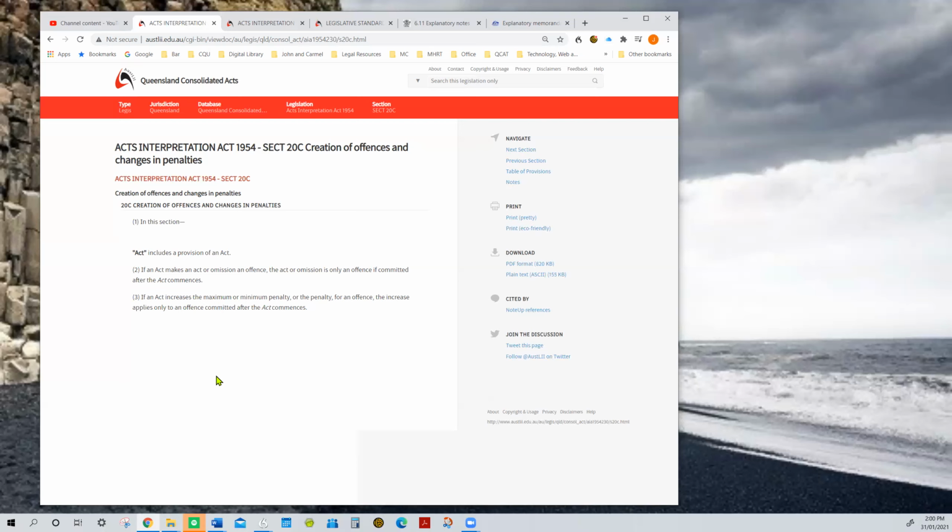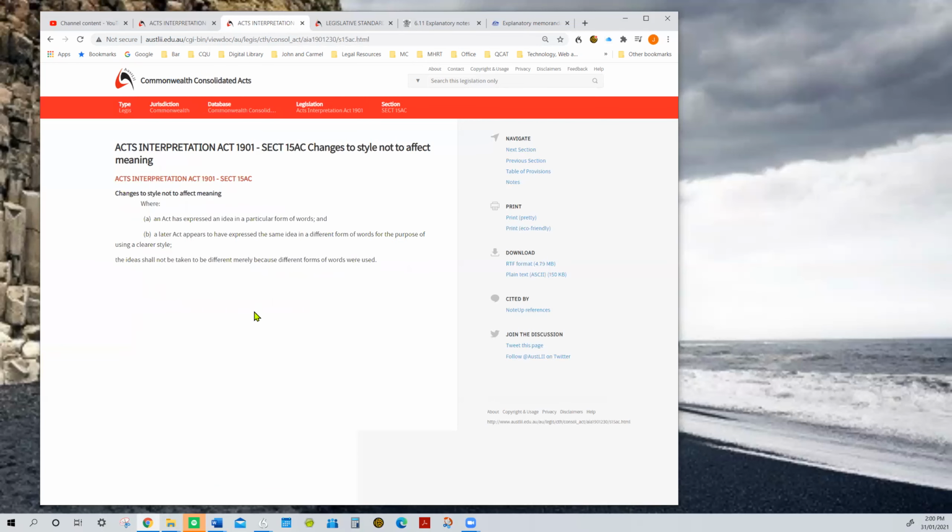Now, some things are retrospective. So good interpreters of legislation will have a chart, like a worksheet, setting out where there are these snippets of valuable information to consider. All right, just briefly, we'll look at the Acts Interpretation Act Commonwealth, and you'll see an example of that, section 15AC, where an Act has expressed an idea in a particular form of words and a later Act appears to have expressed the same idea in a different form of words for the purpose of using a clearer style. The ideas shall not be taken to be different merely because different form of words are used.